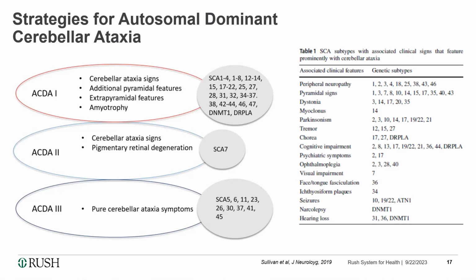if you can look for something like dystonia in your patient, that will narrow it down. If you see chorea, that may narrow it down. Again, we see that in DRPLA, ophthalmoplegia, visual impairment. All of these things are going to help you really narrow down your differential. Next slide.